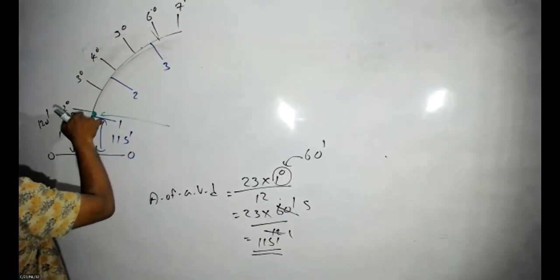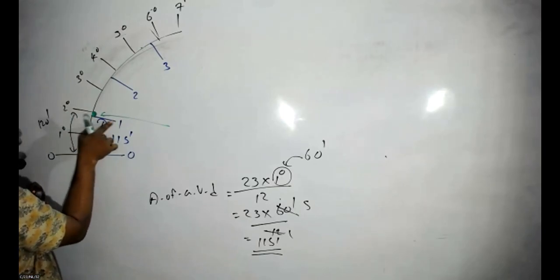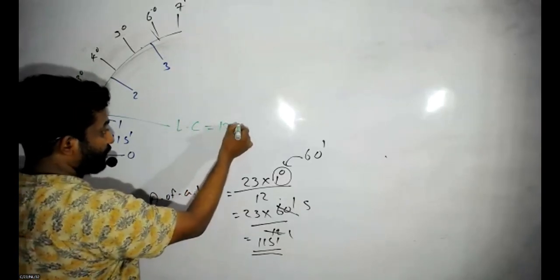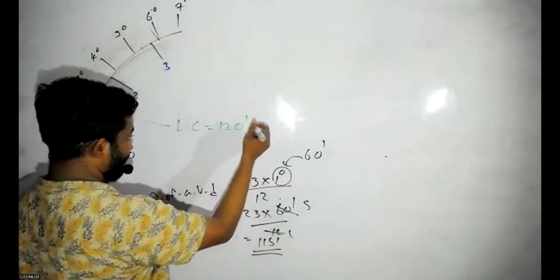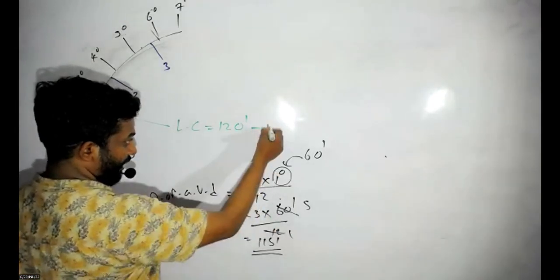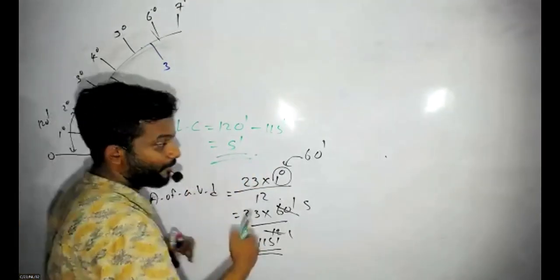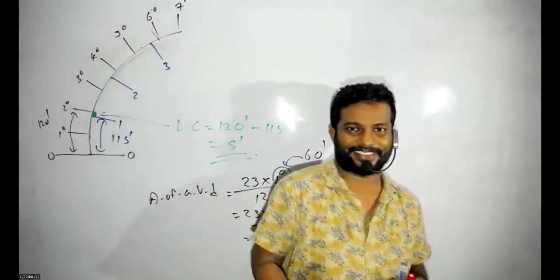The gap between the adjacent main scale division and vernier division. The least count of the scale is 120 minutes minus 115 minutes. Then the answer is 5 minutes. The least count of this scale is 5 minutes.